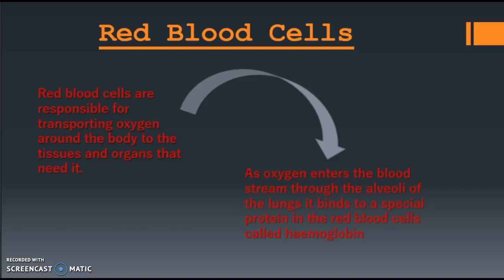So as the oxygen enters the bloodstream through the alveoli of the lungs, it binds to a special protein in the red blood cells called hemoglobin.